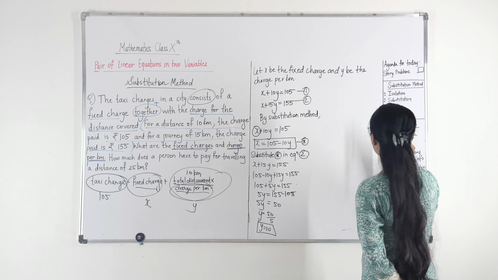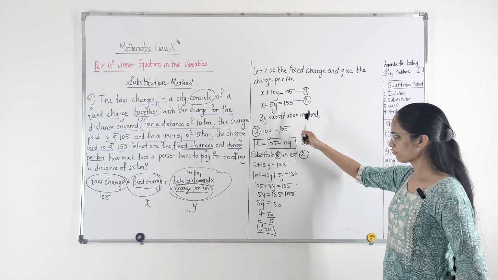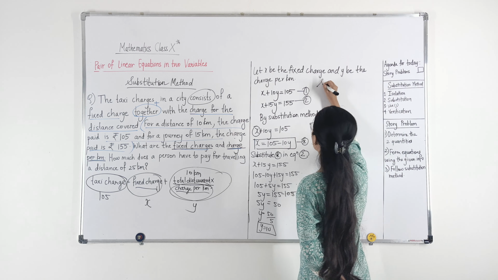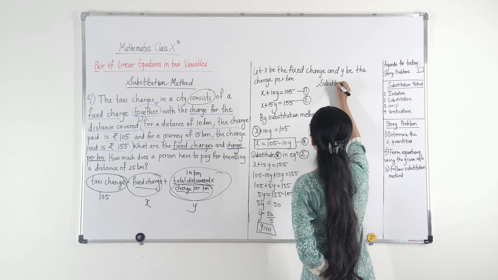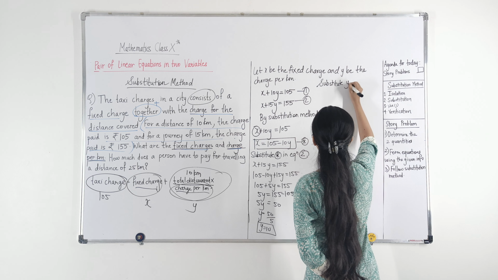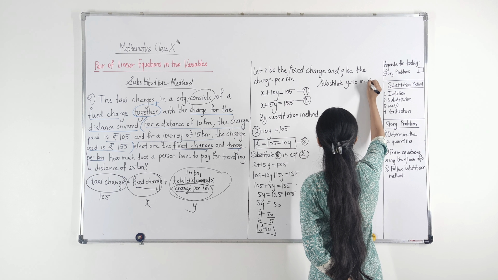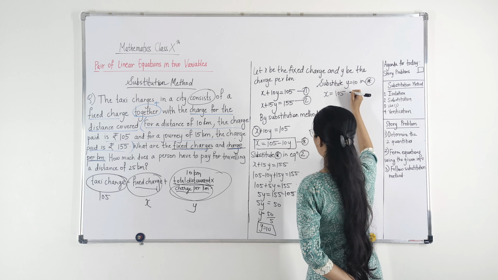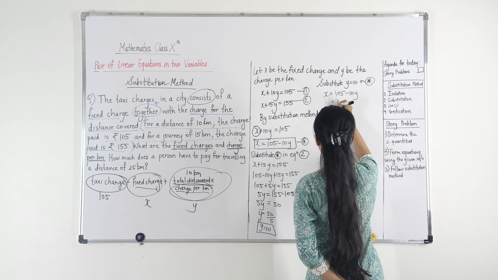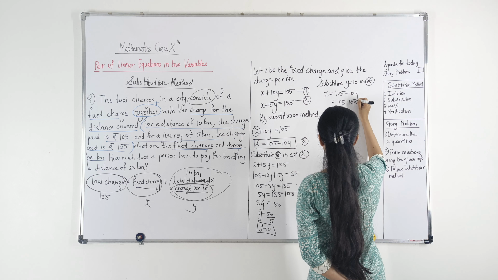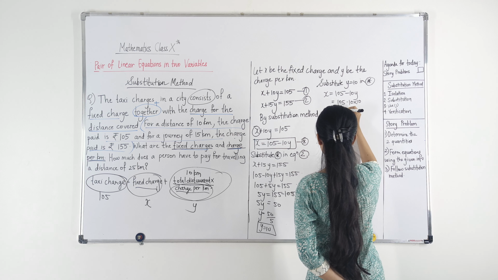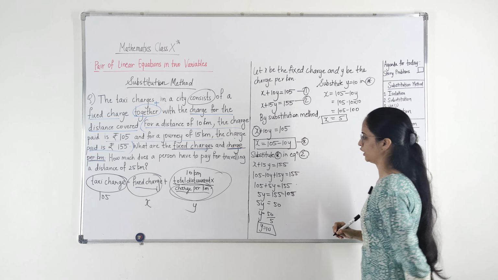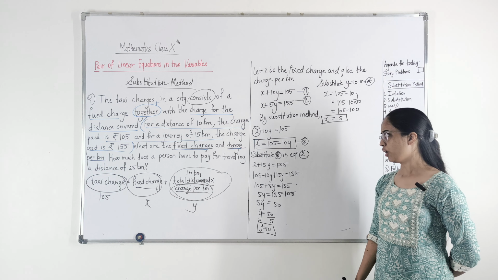Now according to step number 3, you are going to use the equation that you have got in step number 1 and the value for y. So what you are going to do is substitute y equals 10 in star. So again write down your star, put y as 10. 10 into 10 is 100. 105 minus 100 is 5. So this is your fixed charge. So your fixed charge in this case is rupees 5.